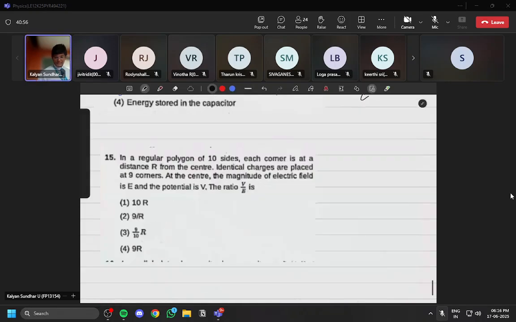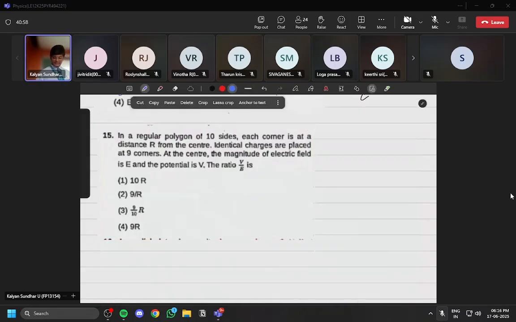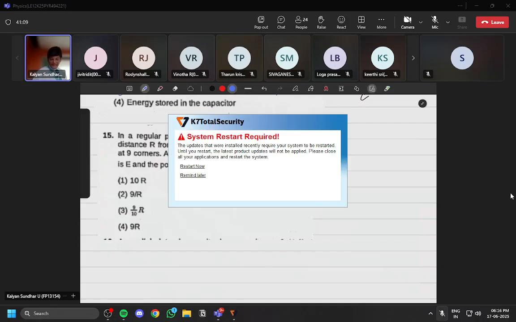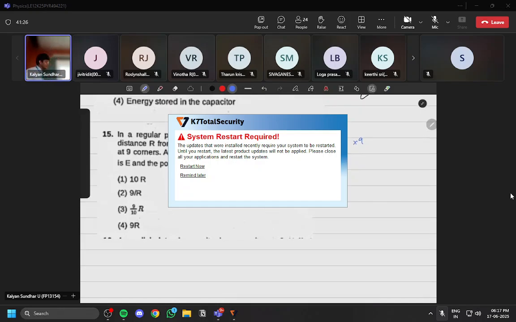This one sir, a regular polygon with 10 sides, each of the corner distances is identical, and charges are placed at 9 corners. Right, 9 of the 10 corners have charges. Now what will be the magnitude of the electric field at the center? First, potential we can find easily. V will be equal to how much? What is the potential due to one charge? kq by r. Correct? How many charges are there? 9 charges are there; there are 10 corners and 9 have been filled.